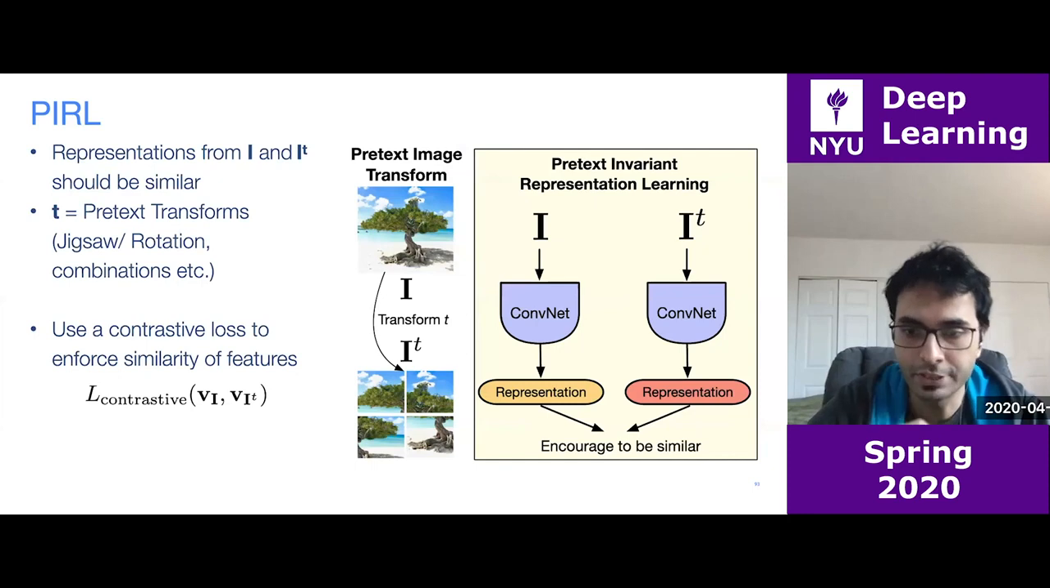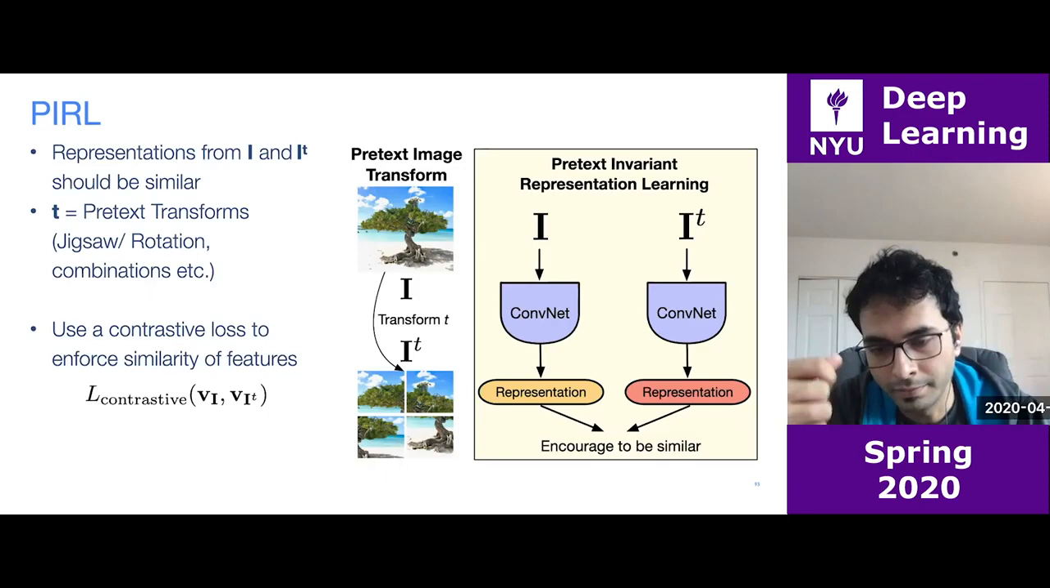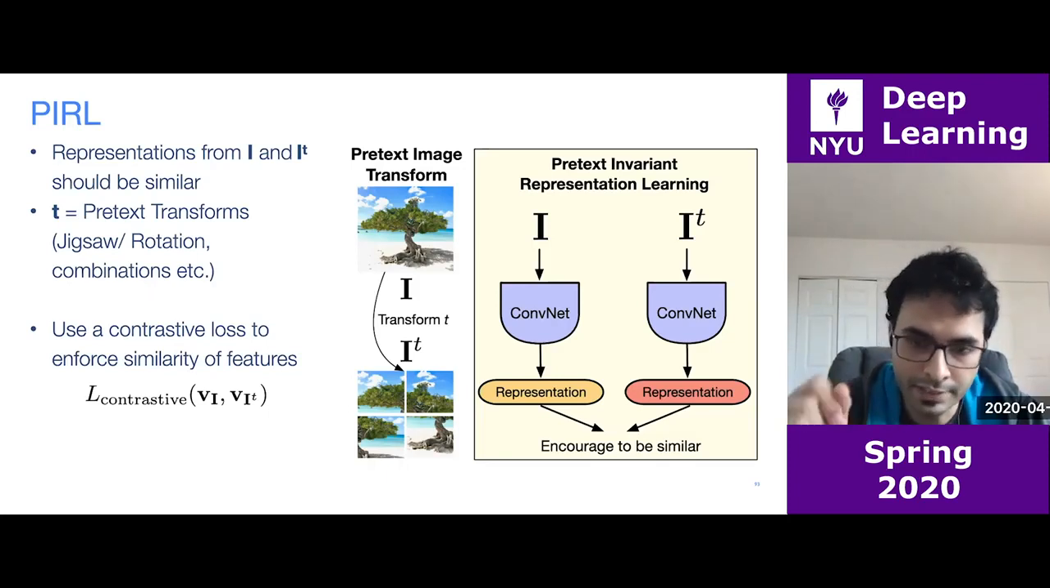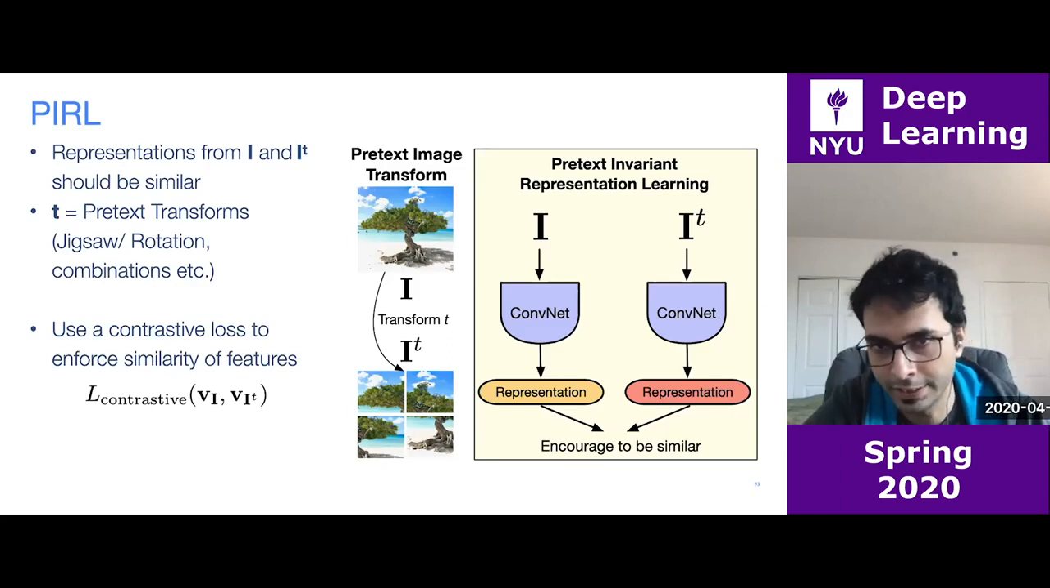And yes, you train it using contrastive learning. The contrastive learning part is basically, you have, say, feature V_I coming from the original image I, and you have the feature V_I^T coming from the transformed version, and you want both of these representations to be the same. And in the paper, we looked at two different state-of-the-art pretext transforms, the jigsaw and the rotation method that I talked about earlier.